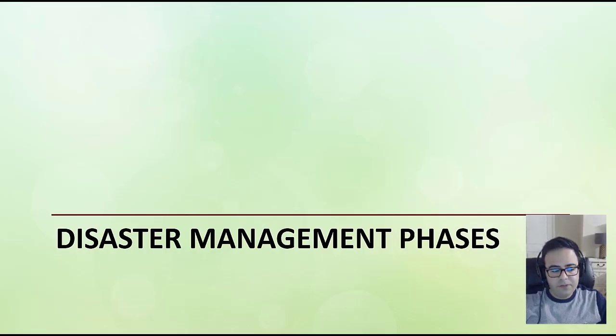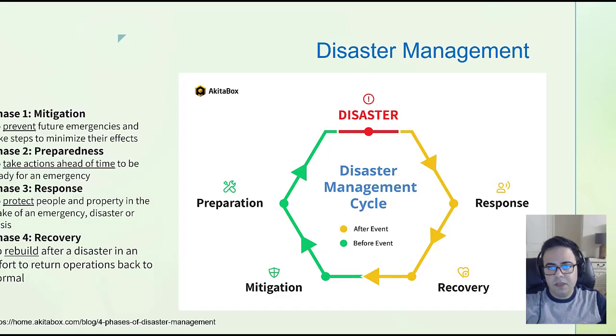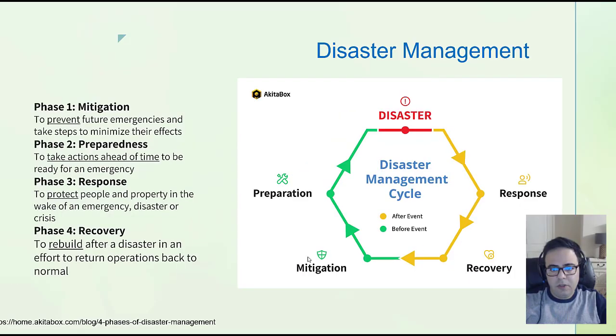But let's first start by looking at the disaster management phases, the disaster management cycle. There are four phases for disaster management. Two phases happen before the disaster, and two phases happen after or during the disaster. The first phase is known as mitigation, or to prevent future emergencies and take steps to minimize their effects.